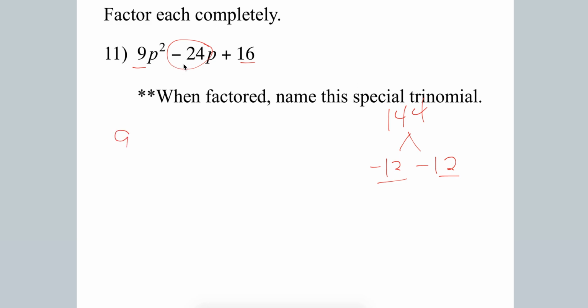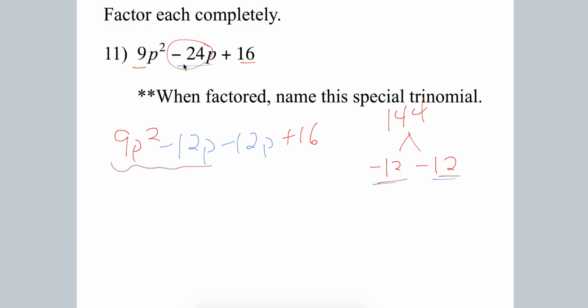Once we find that, 9p squared we leave alone, and then the negative 24p we're breaking up using the negative 12. So negative 12p, and then another negative 12p, and then the plus 16 stays as it was. And then we're factoring by grouping.